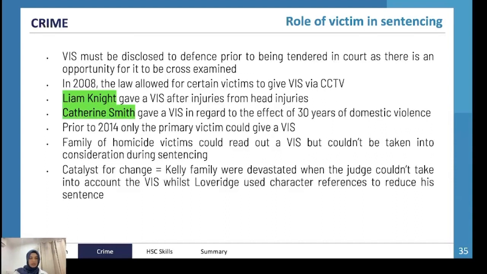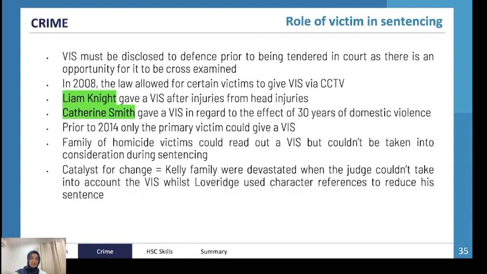Catalyst for change. In terms of this, the Kelly family were devastated when the judge couldn't take into account the victim impact statement, whilst Loveridge used character references to reduce his sentence. So previously the case was that if the family is reading it out, the impact statement couldn't be taken into consideration, but there was a catalyst for change. As mentioned, again, I would highly recommend that you do additional research if you find this case interesting and would like to potentially mention it in a crime essay.